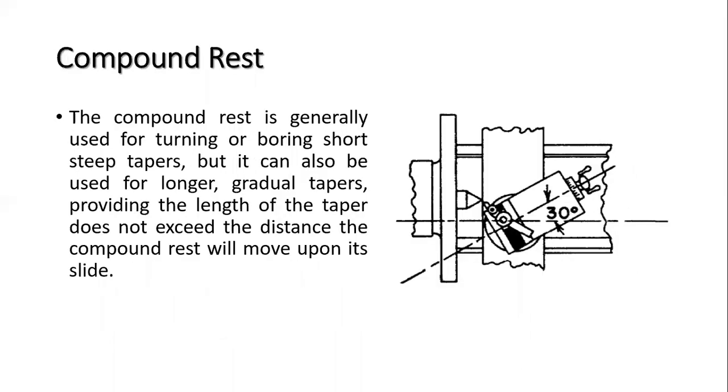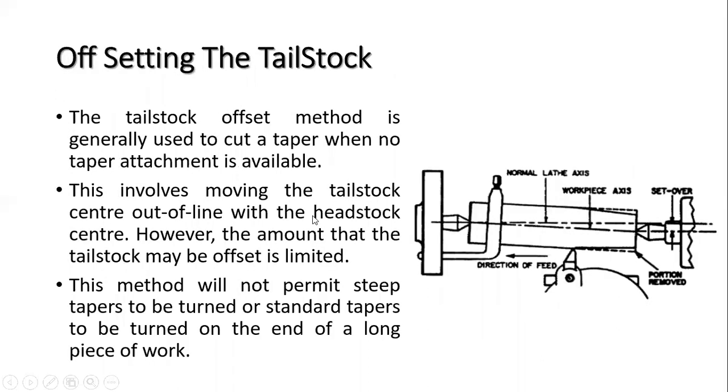This is the compound rest. I have already told many times. This is a common technique that we do in our workshops. You can see the videos again and again. Next, offsetting the tailstock. Here we can see this is the headstock, this is the tailstock, and the axes are different. This is also a common technique to make the taper, and no separate attachment is required for this offsetting of the tailstock.